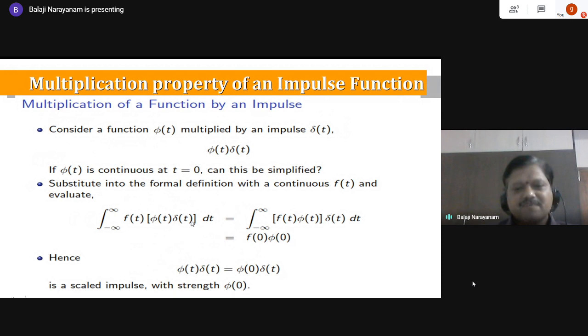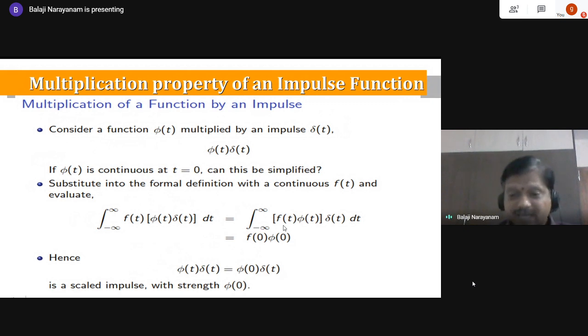f of t phi of t delta of t dt, and you can substitute f of t for phi of t. It can be multiple functions, not only phi of t as one function. You may have multiple functions of time that may be multiplied with the delta of t. So here you observe that at time t is equal to 0 only, the impulse function has an amplitude. At all other values of t other than 0, you have a 0 amplitude.